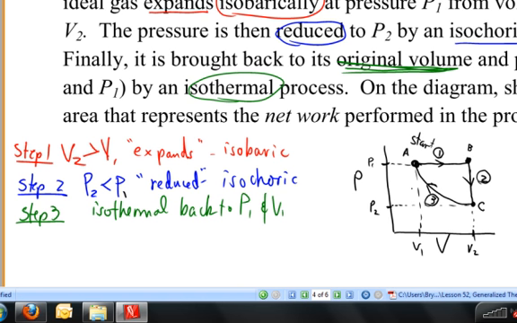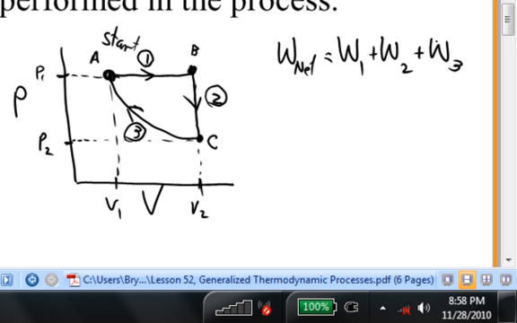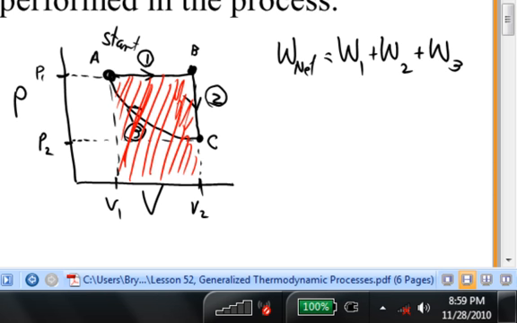Now we're asked to shade the area that represents the net work performed in the process. Well, it turns out that the net work is going to be the work done during process 1 plus the work done during process 2 plus the work done during process 3. The work is the area under the curve of the process. The work done during step 1 is all of this area that's in red here. The work done during step 2 is going to be 0 because there was no change in the volume, and you can see that easily because there's no area underneath that line.